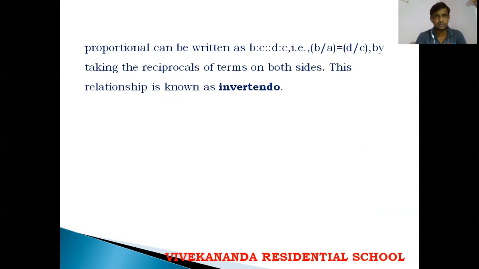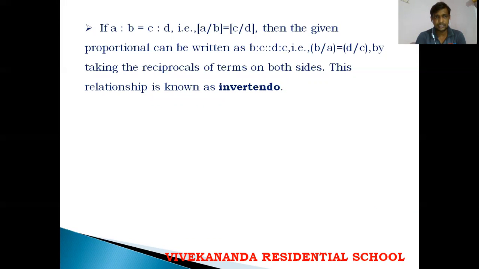If A is to B is equal to C is to D, then A by B is equal to C by D. Then the given proportion can be written as B is to A is equal to D is to C, that is B by A is equal to D by C, by taking the reciprocals of the terms on both sides. This relation is known as invertendo.